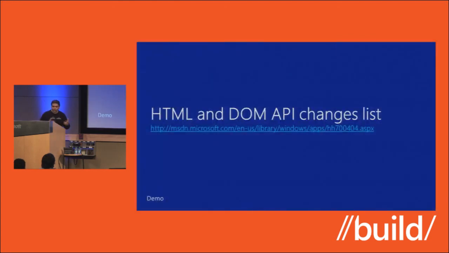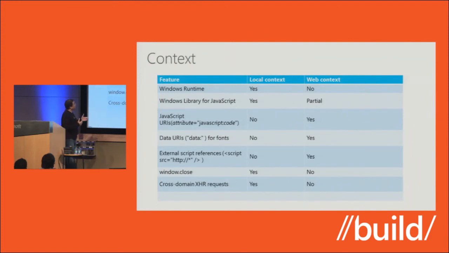Now, I talked about this local context and this web context. So let me tell you a little bit more about those so you understand how everything works. Here I have a table with a couple of features or functionality that you're going to have to look at and say, how do I use this, and how is this going to play within my context?